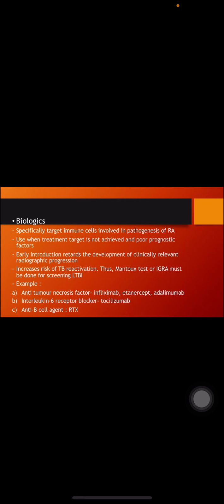We have another group, which is the biologics. They specifically target immune cells involved in the pathogenesis of rheumatoid arthritis. You use them when the treatment target is not achieved with the conventional ones, or when there are poor prognostic factors. But what is important is this: it increases the risk of TB reactivation. So before you start, you must do IGRA or Mantoux as part of latent TB screening. Examples: anti-tumor necrosis factor, interleukin-6 receptor blocker, anti-B cell agent.